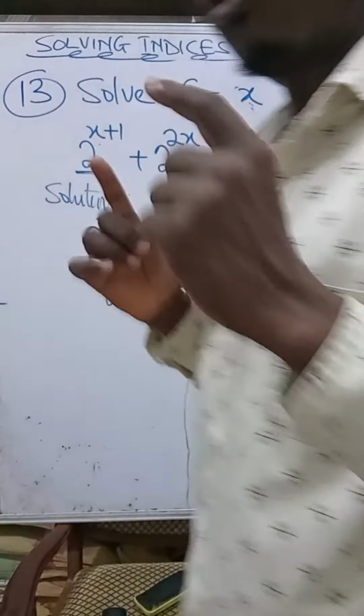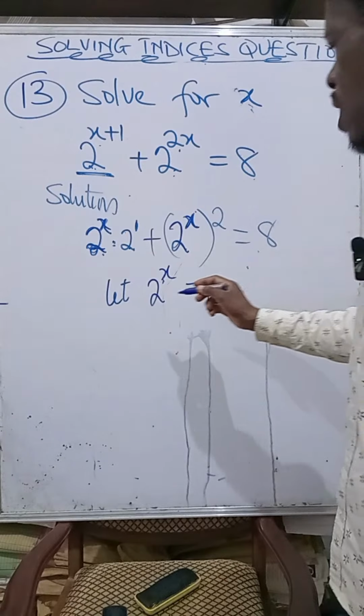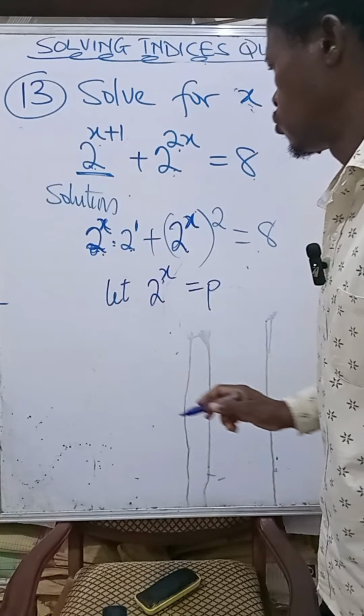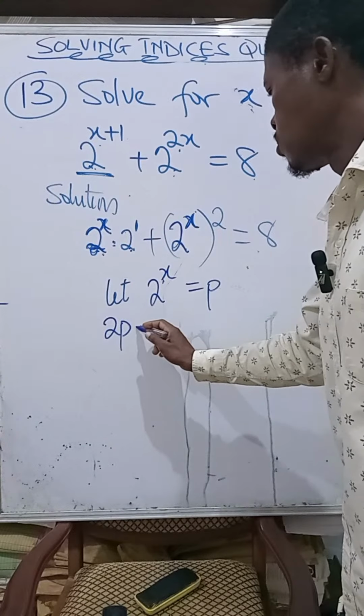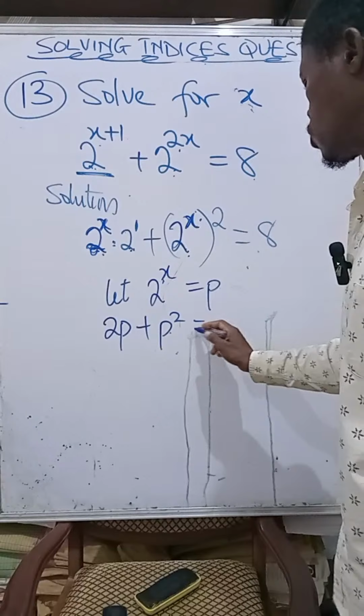Okay, let's do that. So if you do that, we're going to have p times 2. That will be 2p plus, this will be what? p squared equal to what? Equal to 8.